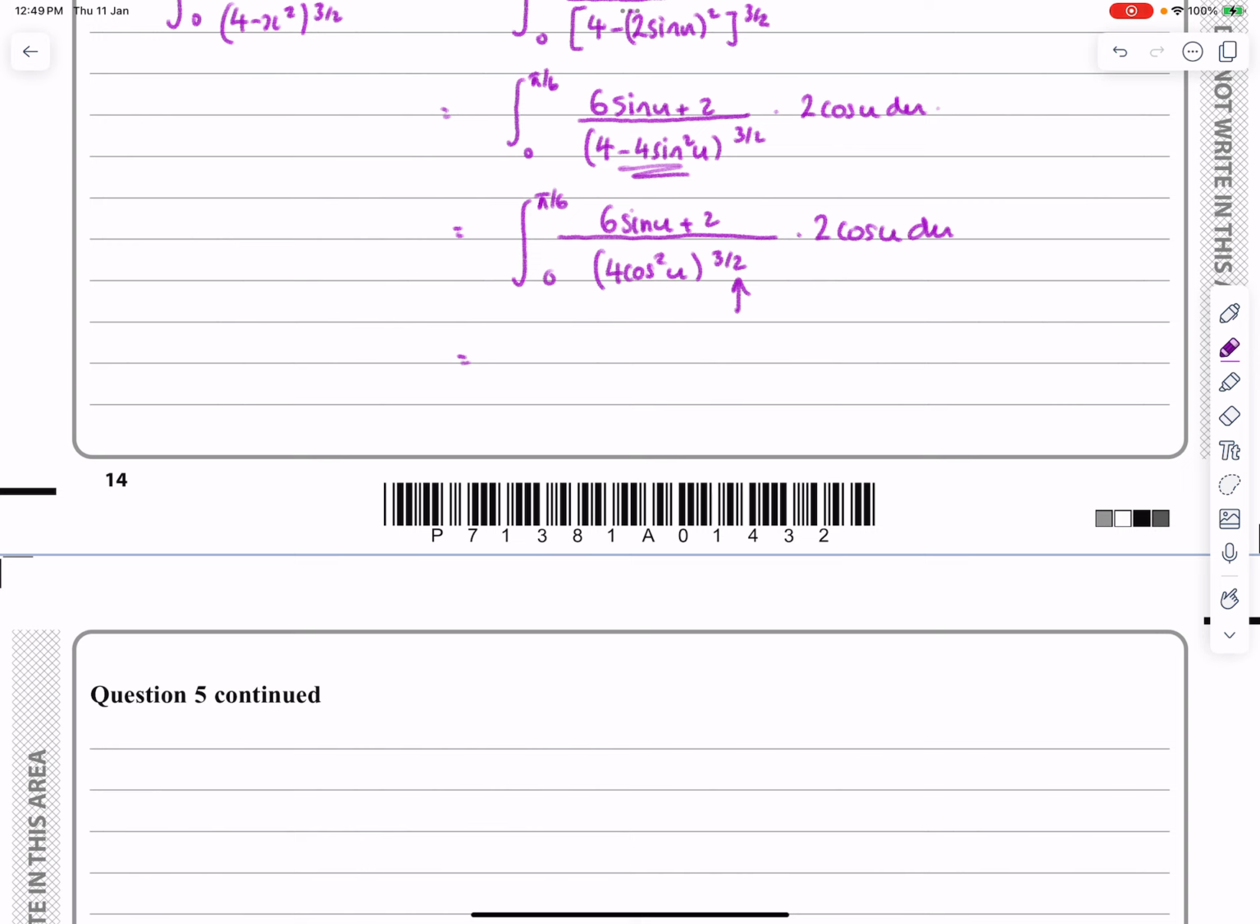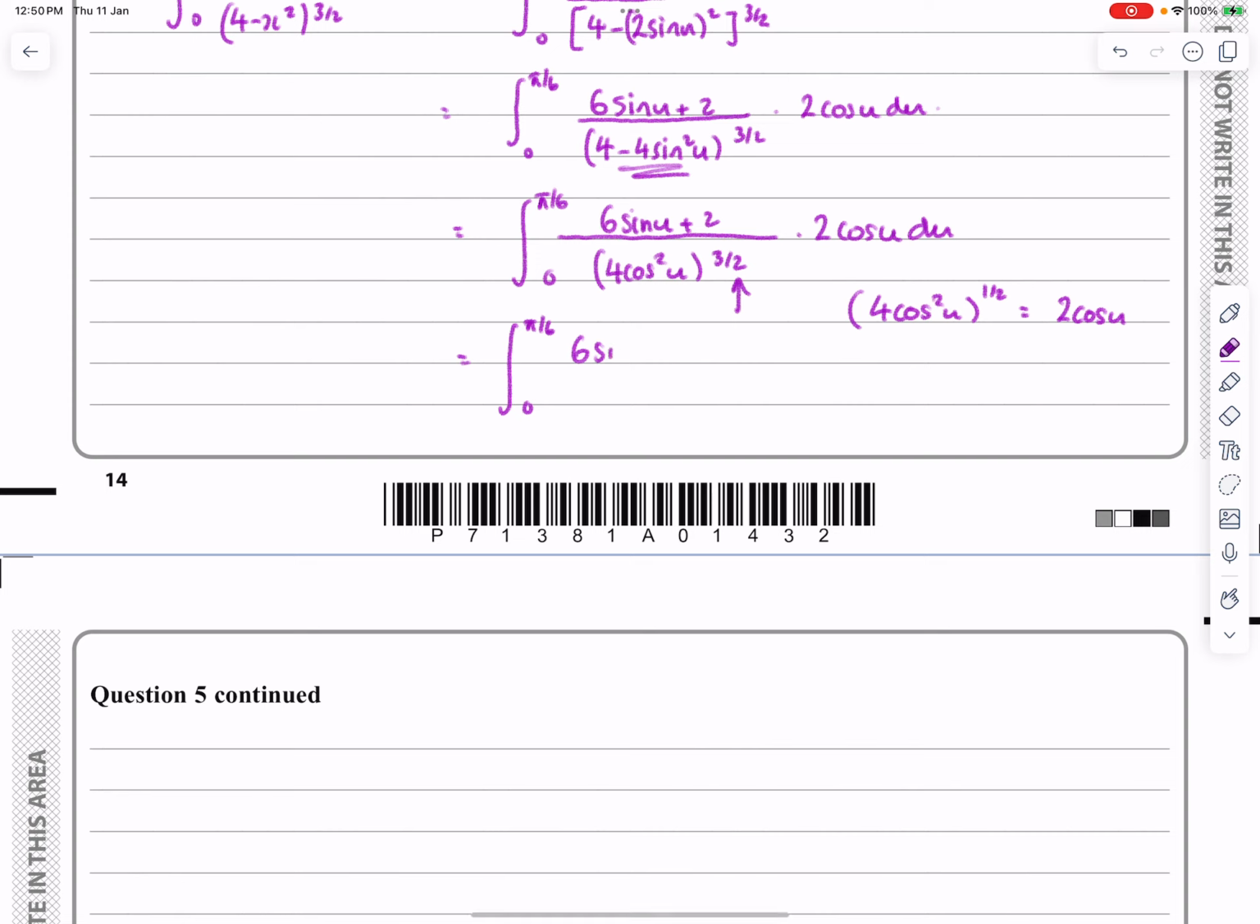I'm not going to do all this again. I'm just going to jump straight to it. But 4 cos squared u to the half is 2 cos u. So I've got that cubed. I've got that to the power of 3. So if I've got that to the power of 3, I'm going to do this all in one go here. Hopefully it's not too quick for you.